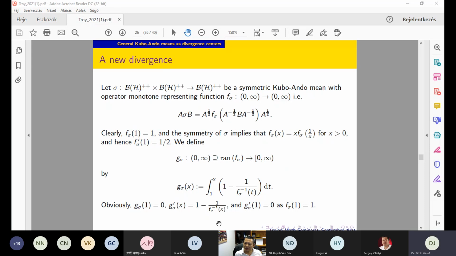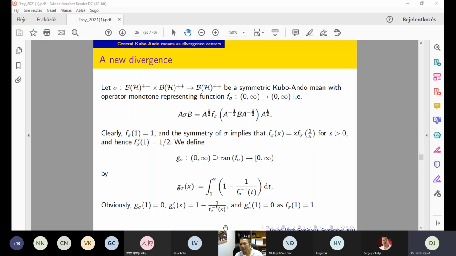I think we restrict ourselves because we wanted to define weighted Kubo-Ando means, which are not symmetric. So our starting point was the symmetric one, and with the help of this thing, we can construct weighted Kubo-Ando means. That's why we have written symmetric. But I think you're right that the symmetry is not so important in this case.